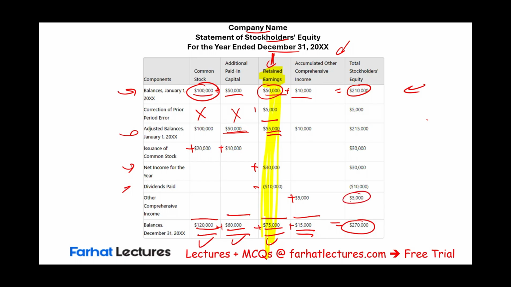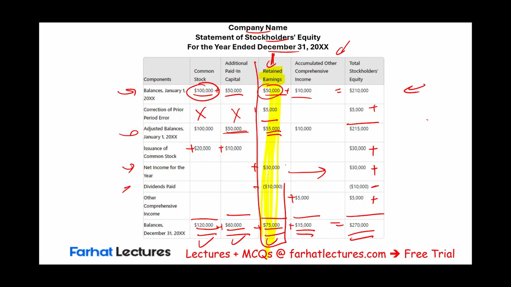Other comprehensive income is 5,000. Dividend is 10,000. Net income for the year is 30. Going across, issuance of stocks is 30. The adjusted balance is 215. The correction was 5,000. Again, we can go like this: 210 plus 5,000 equals 215. We issued stocks. Net income increases equity. Dividend reduces equity. We had comprehensive income of 5,000. That's equal to 270. So the statement of equity is inclusive. It includes everything, not only retained earnings, but retained earnings is an important component of the statement of equity.